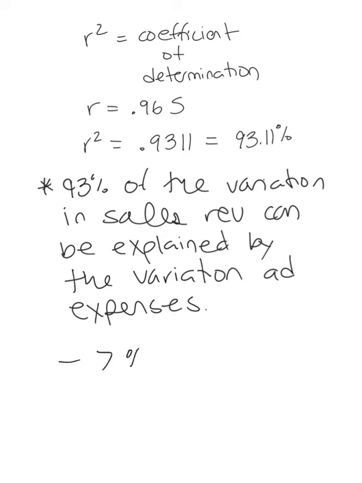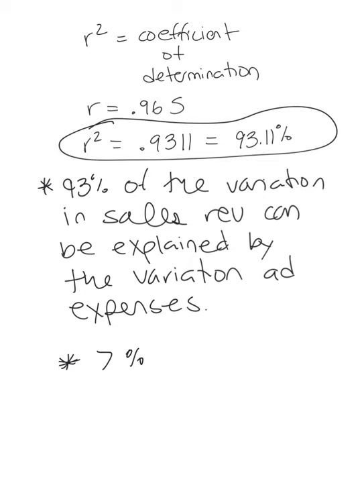Approximately 7% cannot be explained by the variation in ad expense, which means there may be other variables that might help explain that other component. But since we had such a strong r squared and such a strong relationship, it may or may not make sense to conduct multiple regression.